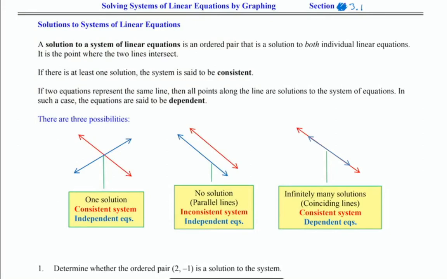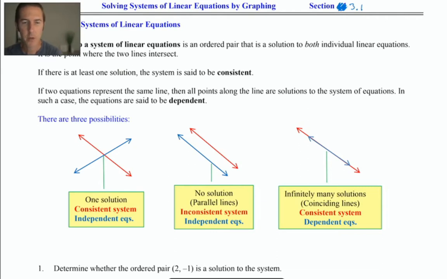There are three different scenarios that we can run into when we are trying to solve a system graphically. The first possibility is that the two lines that represent the two equations will intersect at one point. If they intersect at one point, the system as a whole is considered a consistent system because there is at least one solution. The equations themselves are considered independent equations. The only time we'll call them dependent equations is if the two equations, although they may look different, end up describing the same line.